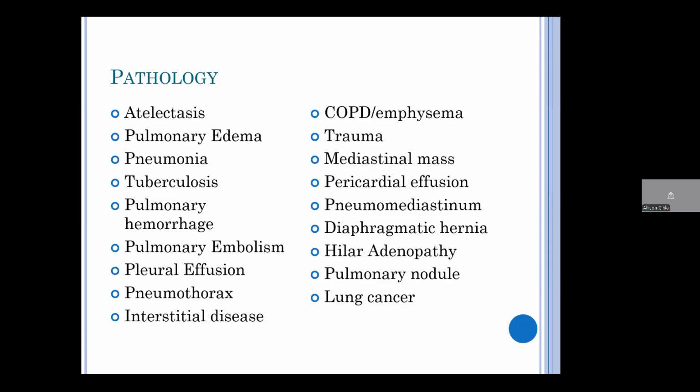So this is a list of just some of the things that we can see on chest imaging. We can see pulmonary edema, pneumonia. We can see changes that are specific for tuberculosis. We can see pleural effusions. We can see nodules or masses. We can see enlarged lymph nodes. So there's a lot that a basic chest X-ray can tell you, and there's a lot that a CT scan can tell you on top of what a chest X-ray can tell you.